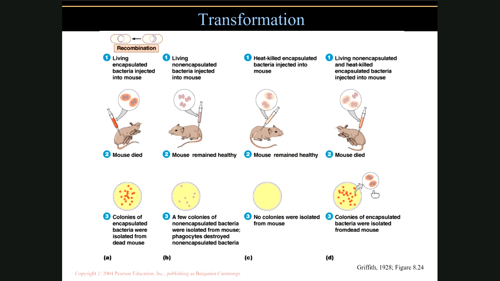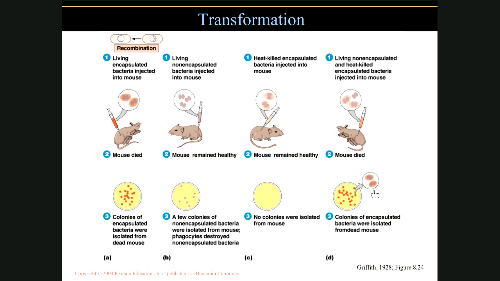I was gonna say maybe the live non-encapsulated bacteria was able to take on the genes of having a capsule, and they were able to make themselves a capsule. And that's what happened. So the dead strep, which have a capsule, they were dead. They began to break down, break apart. Their chromosome broke apart. There were random pieces of DNA floating around.